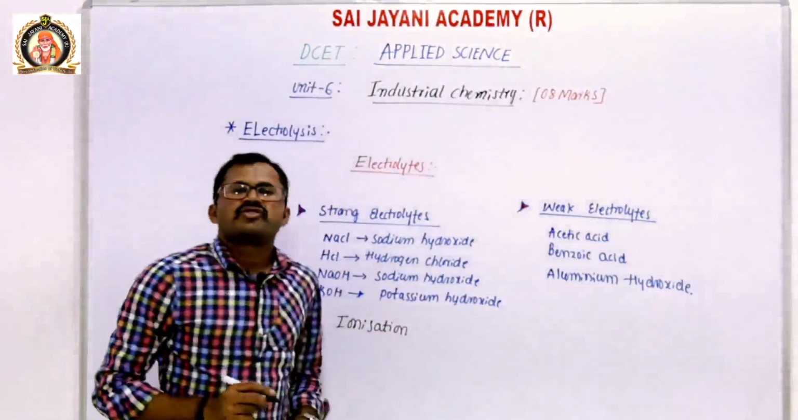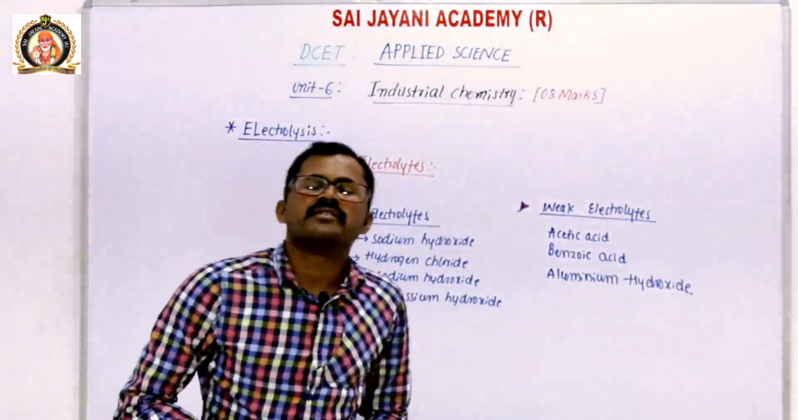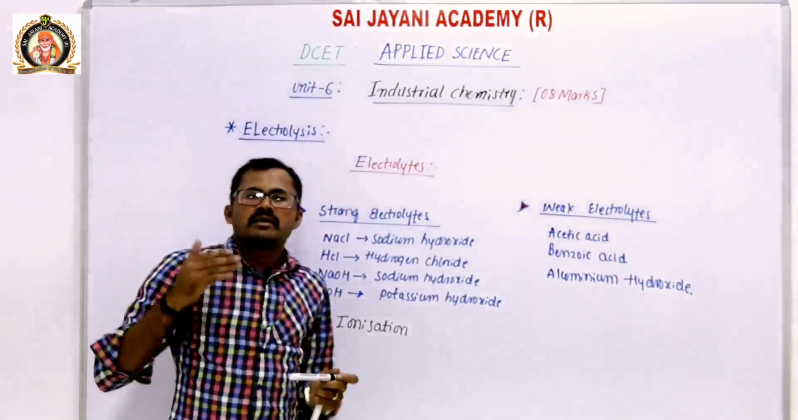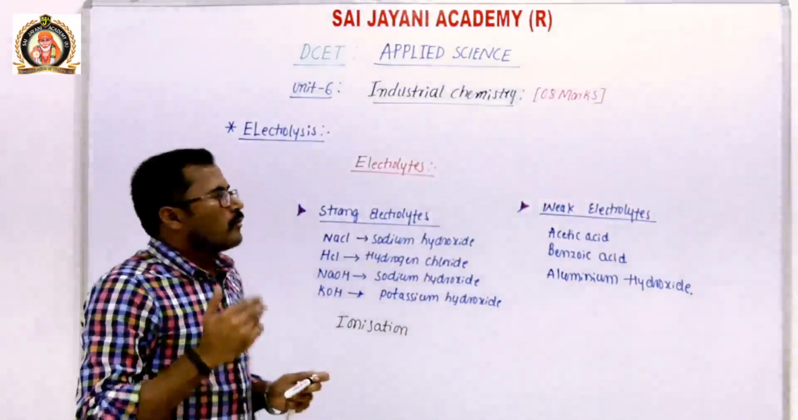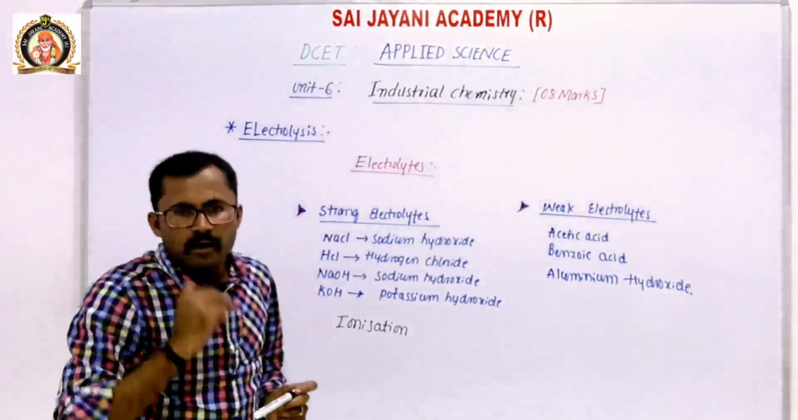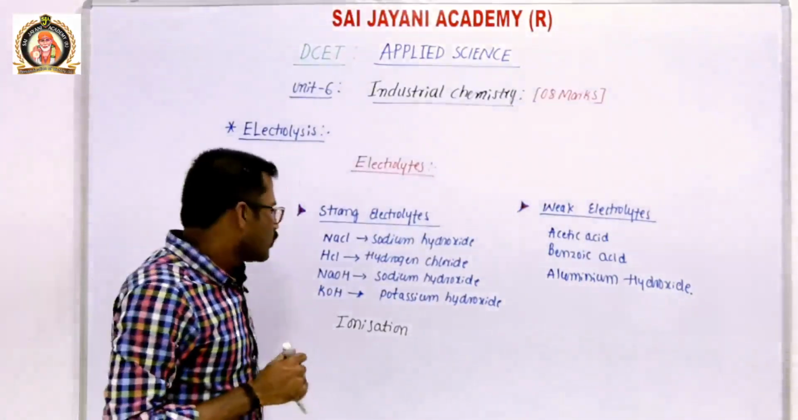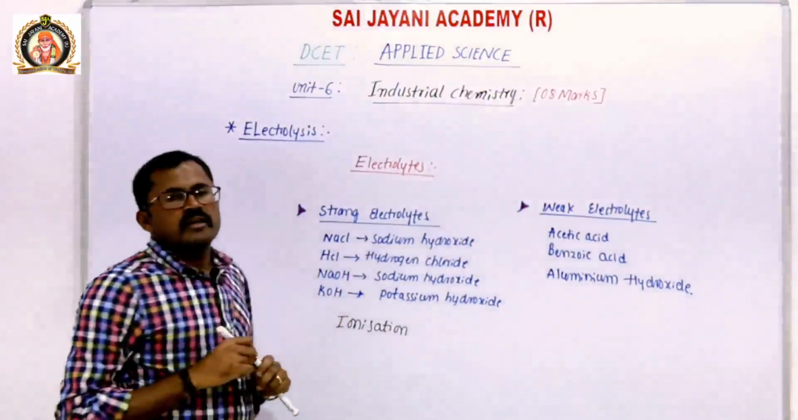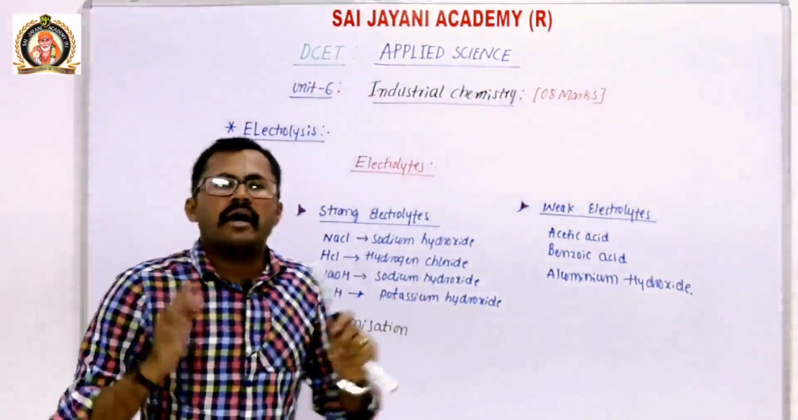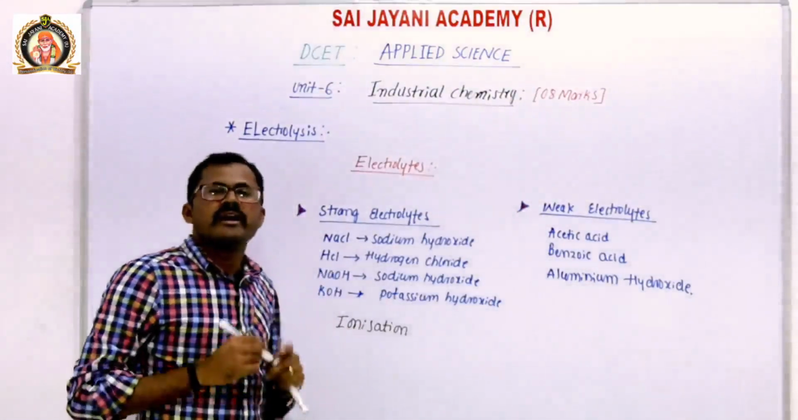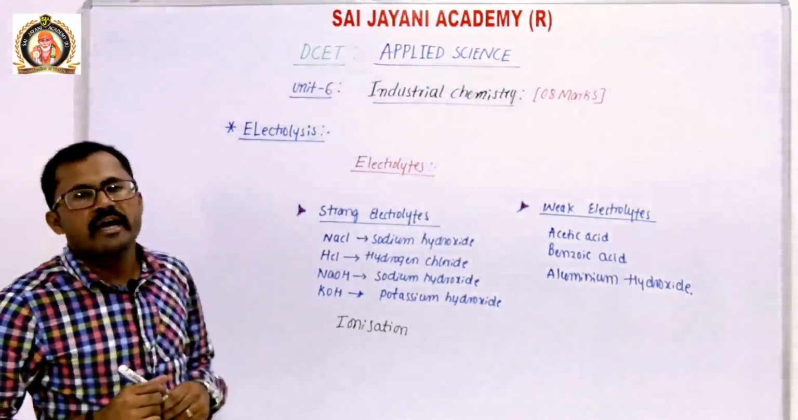A strong electrolyte is a substance in which electric charge flows while the substance decomposes and ionization takes place completely. So what is ionization? The process of splitting of ions in a solution is known as ionization.